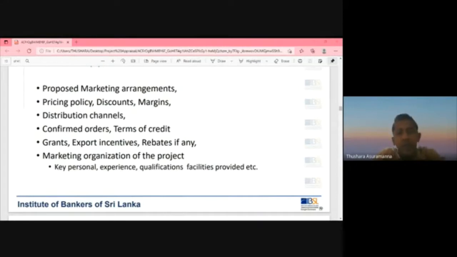Then when you say propose marketing arrangements, what is the marketing plan you have? Maybe you try to do through agencies, you try to do direct sales, or through supermarkets, so like that marketing arrangement. Then pricing policy, discounts, margins, very important, right? Maybe cost plus this much, what are the discounts that you are going to give, what type of margins you are giving. So those are important for us to evaluate the client. If the client says, this is my pricing policy, this is my discount policy, these are the margins that I am planning on these market segments, important.